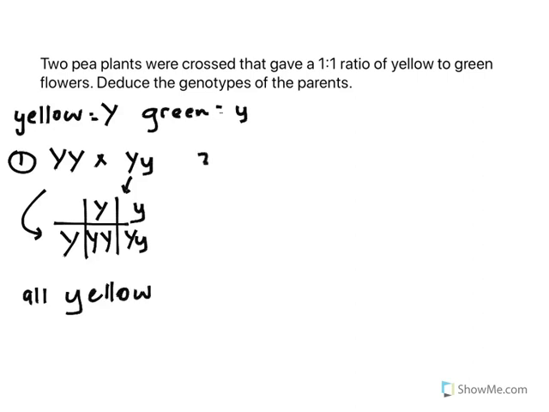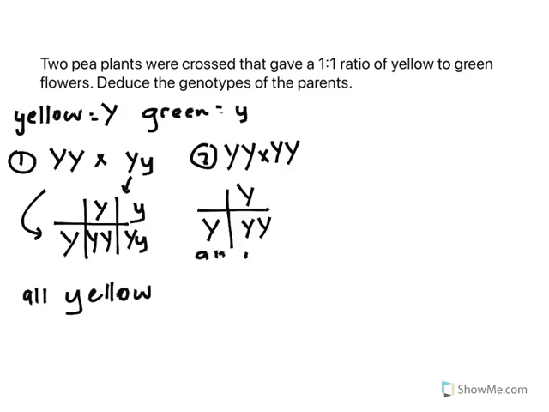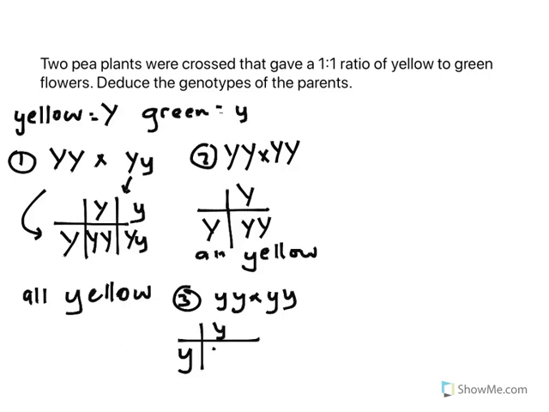The second scenario we're going to try is by having two homozygous dominant parents. And this may seem obvious, but I just want to show it anyway. We end up having, again, 2 big Y's, which is definitely all going to be yellow. Similarly, if we cross 2 parents that are both green, they have both homozygous recessive, so the offspring are all going to be homozygous recessive, or all going to be green. So that's definitely not 1-to-1 either.